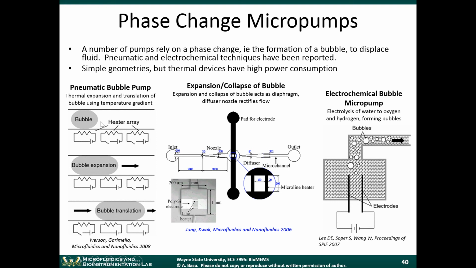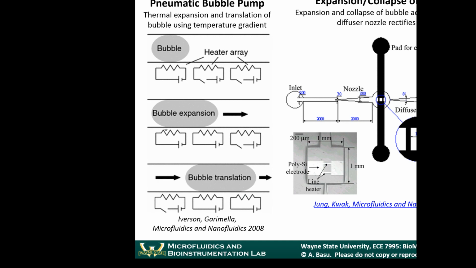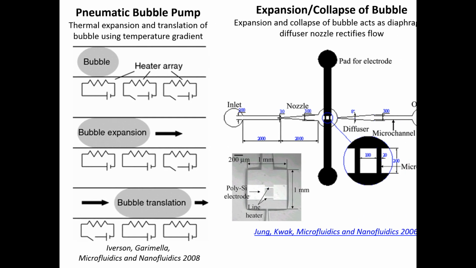One way is to do a pneumatic technique like this. This is an example of a pneumatic bubble pump: thermal expansion and translation of a bubble using a temperature gradient. So you have 3 heaters here, and this is your channel up here. You activate this heater so that the temperature increases beyond the boiling point of the liquid, so you generate a bubble. A pulse of electrical current to here will generate a certain size bubble.